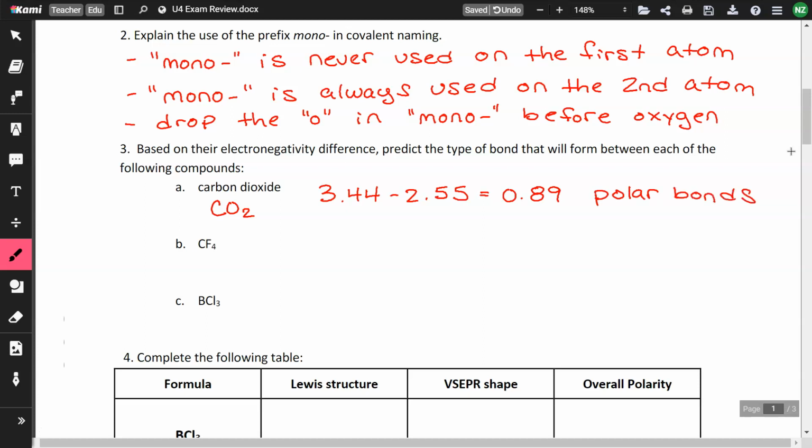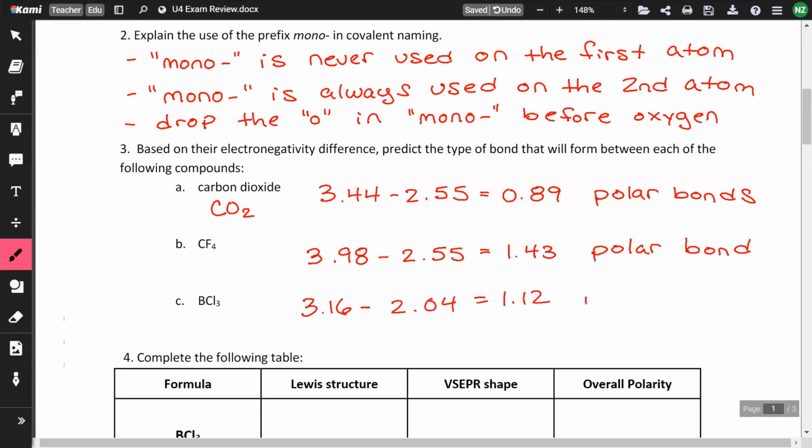Okay, let's do the same thing for CF4. So we look up those values. Okay, so when we find the difference, it's 1.43, which is for a polar bond. All right, the last one, BCl3, so boron trichloride. So we've got 3.16 minus 2.04, 1.12, and again, polar. They're not always going to be polar, but in this case they are.